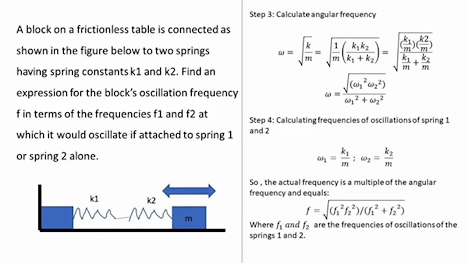But then we know that the actual frequency is just a multiple of the angular frequency, and we have the equation for that. So we plug in what we know, and then we find that F1 and F2 are the frequencies of oscillation of spring 1 and 2, and you can see their relation in that last equation there. So hopefully from this you can see that all of these equations are very linked, and if you have certain variables, you can definitely find the others.